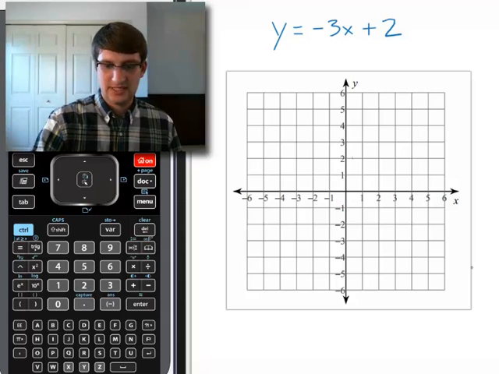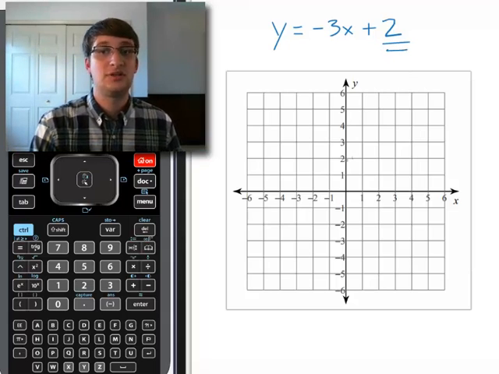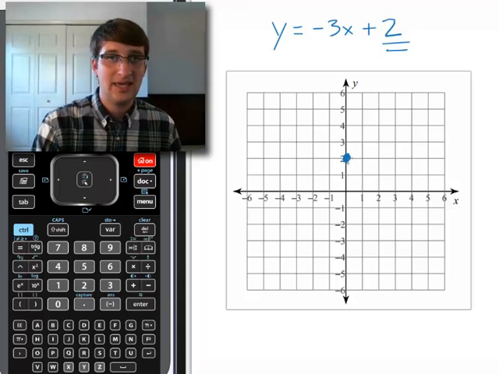All right. So step number 1, y-intercept. The y-intercept is 2. So I'm going to go to the y-axis and say my line crosses at y equals 2. I'll put a dot there. From this dot, I'm going to move the way the slope says.